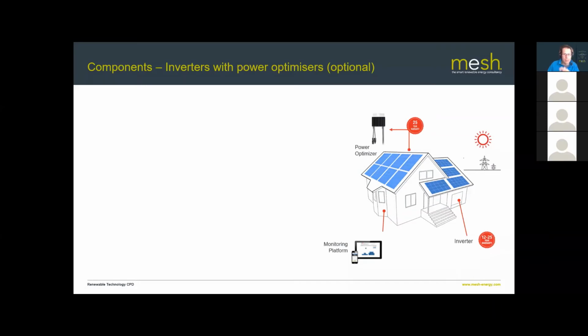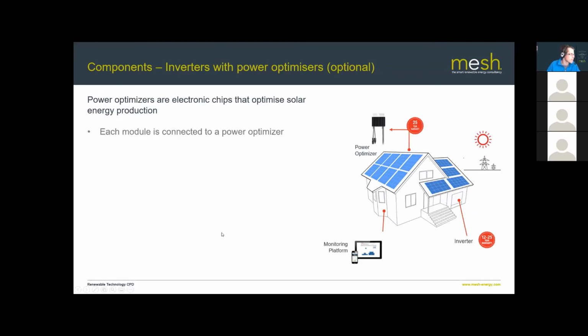You get some of the benefits of power optimizers with micro inverters as well, but as I say, they're pretty uncommon in the UK, so we're not going to talk about them in this presentation. So power optimizers are basically chipsets that sit on the back of each of the panels, and they move the maximum power point tracker to the panel level rather than to the inverter level, and that means that you basically get the best out of every panel in the string.